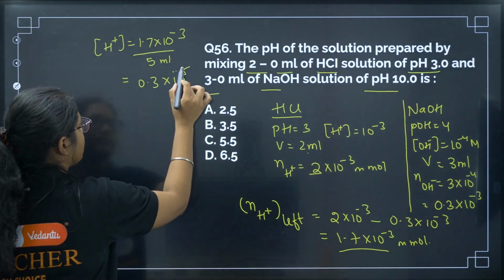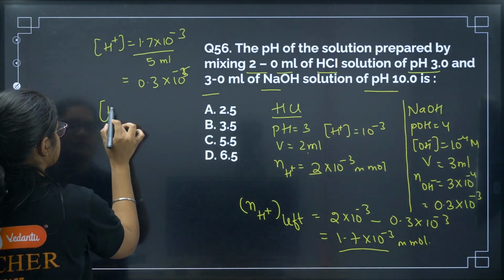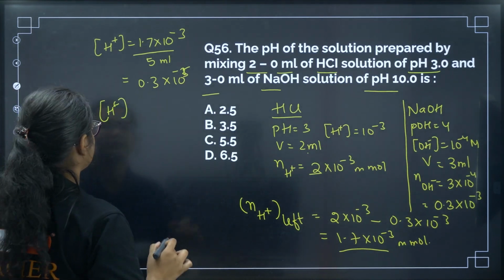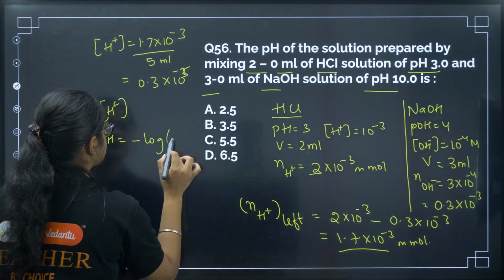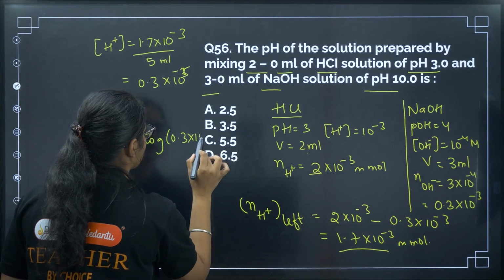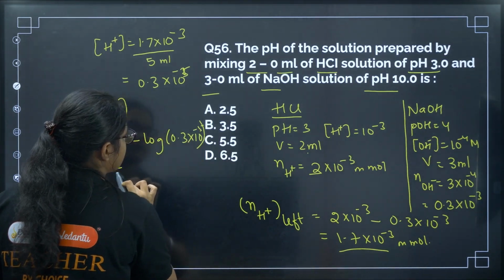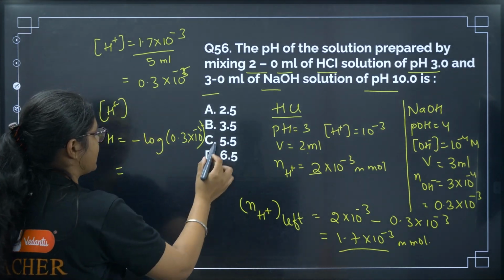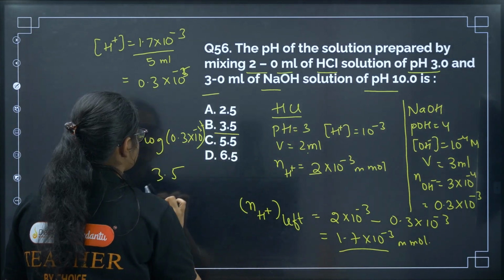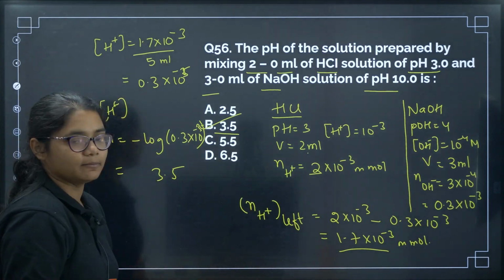So now 10 to the power of minus 3. If you now calculate the H plus concentration, we have to calculate pH, that is equal to minus log of H plus, which is 0.3 into 10 to the power of minus 5. Once you solve this, you will get a value of around 3.5, which is option number B. So the correct answer for this question is option number B.